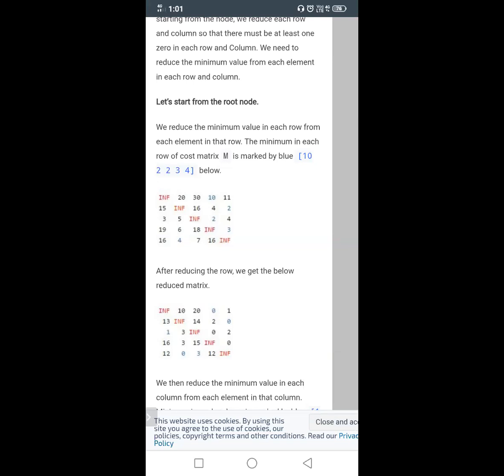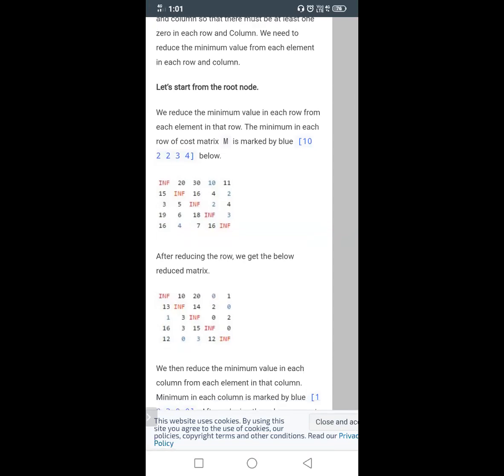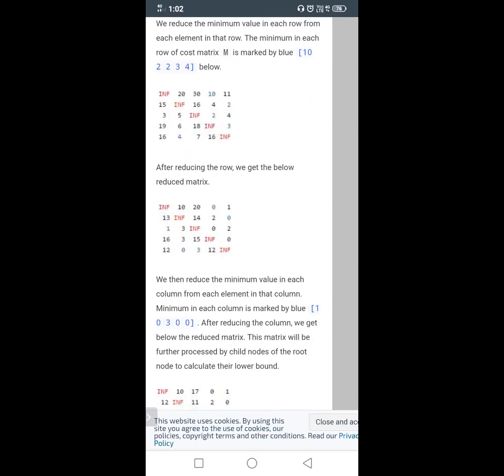So we just remove this value in the given matrix. So here 20 minus 10 is 10. See here, and 30 minus 20 is 10. So you just remove this value in each row. So in the first row you subtract 10, in the second row you subtract 2, in the third row you subtract 2, in the fourth row you subtract 3, in the fifth row you subtract 4. The remaining matrix is given. So here we reduce the minimum value in each row.